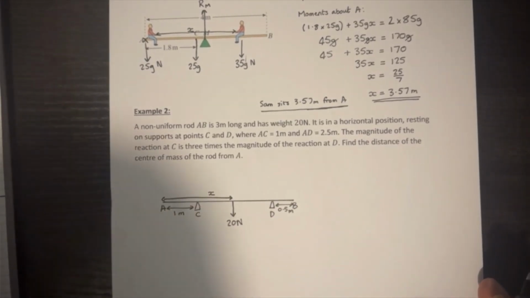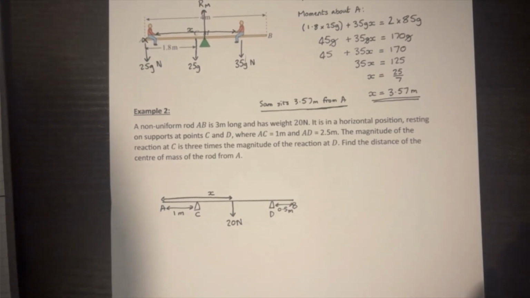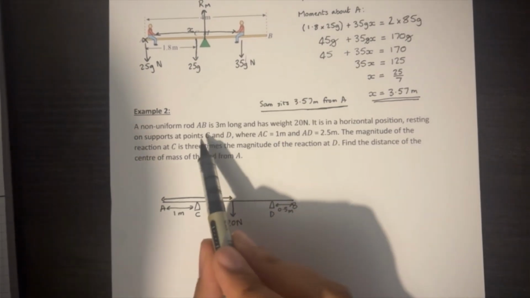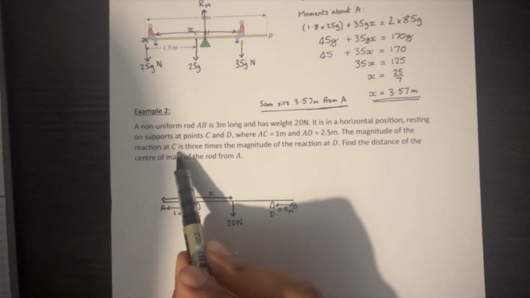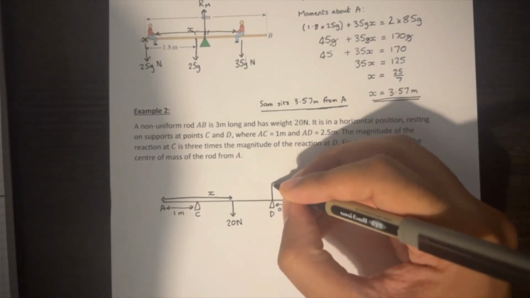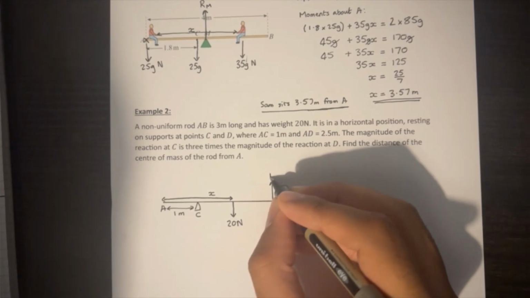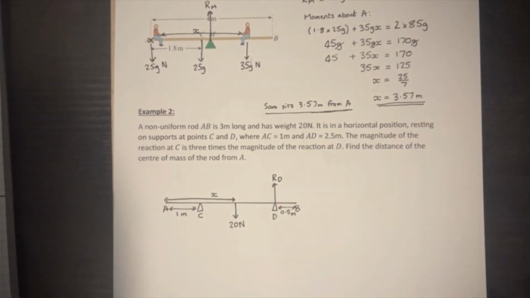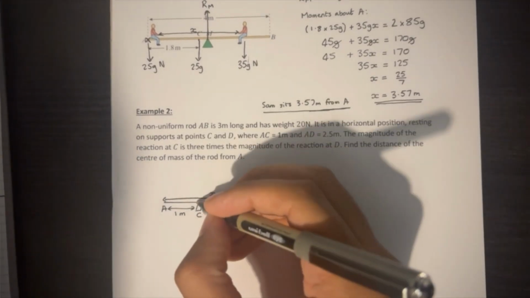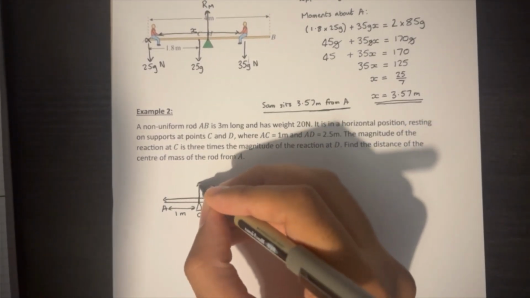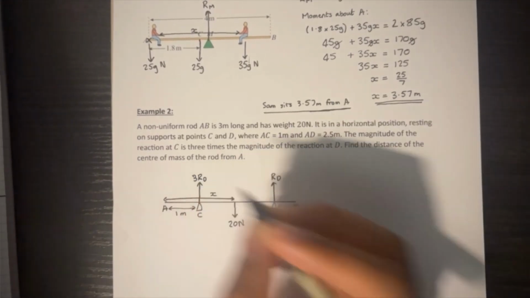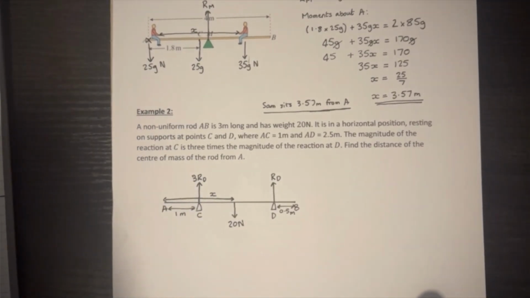Finally, we've got the reaction forces at the supports. So we're told that the magnitude of the reaction at C is 3 times the magnitude of the reaction at D. So the reaction at D, I'll write as RD. The reaction at C was 3 times that. So rather than writing RC, I'm just going to say that that is 3 times the reaction at D. So I've got 3 lots of the reaction at D.